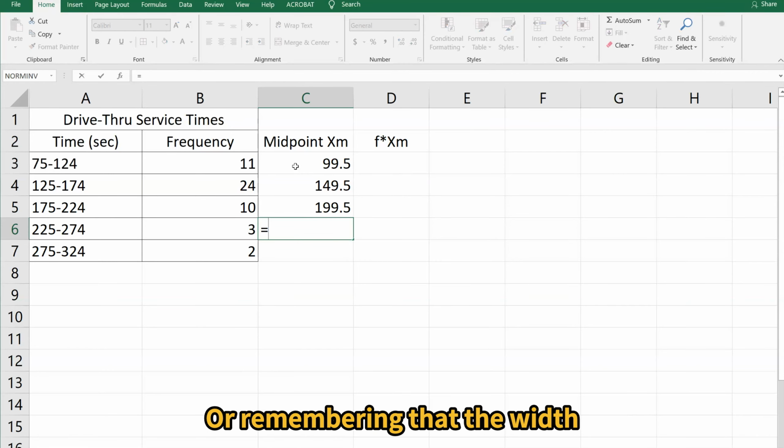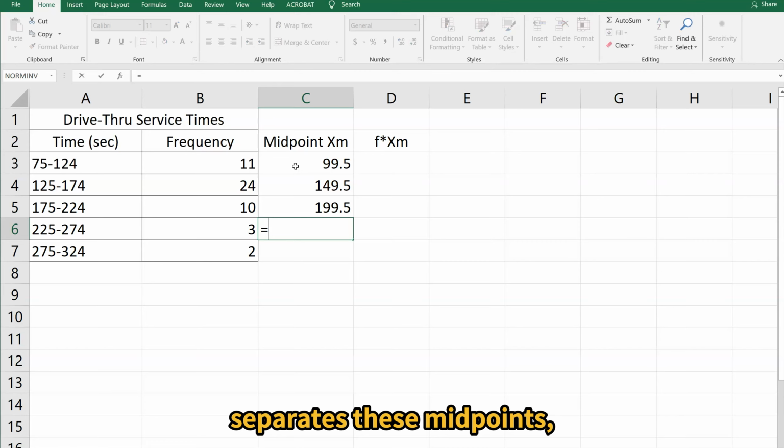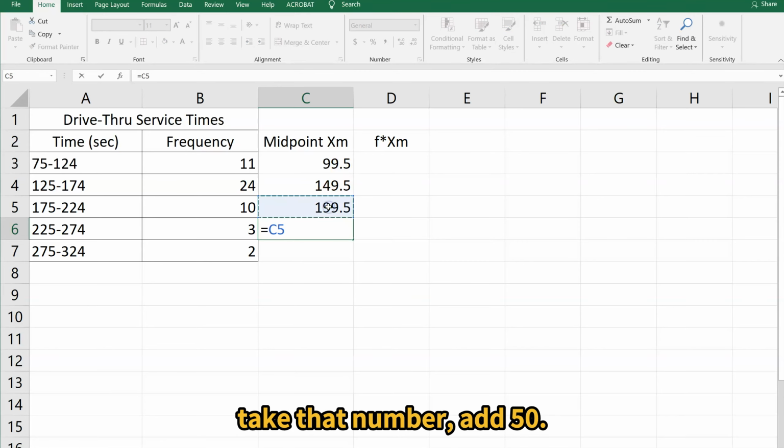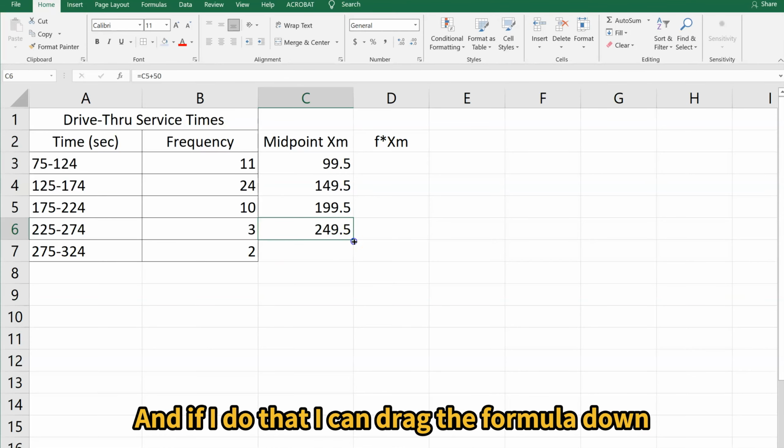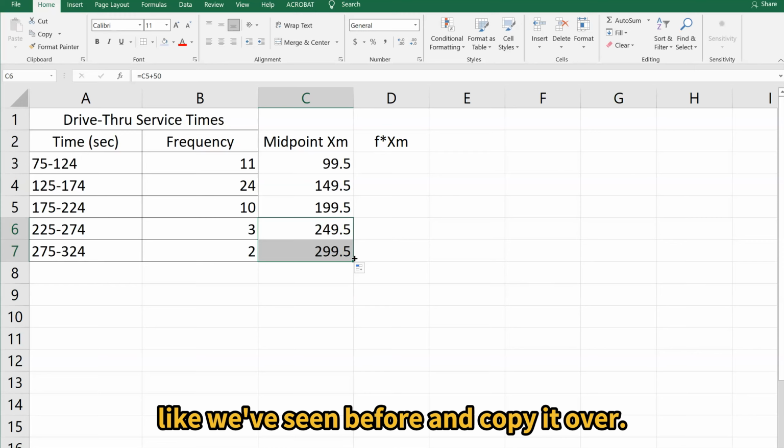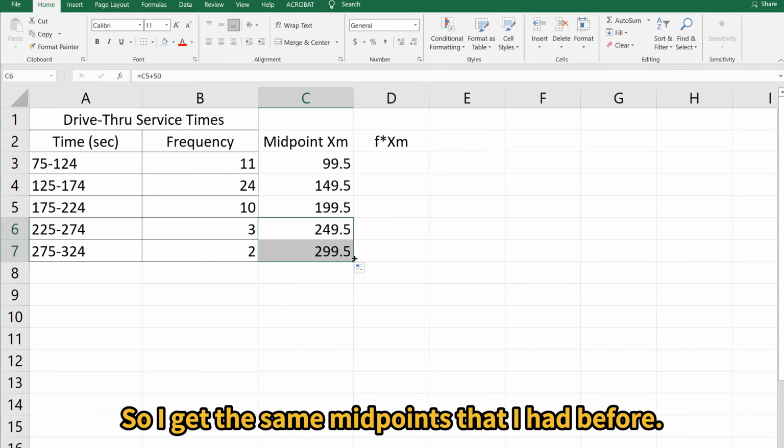Or, remembering that the width separates these midpoints, take that number, add 50. And if I do that, I can drag the formula down like we've seen before and copy it over. So I get the same midpoints that I had before.